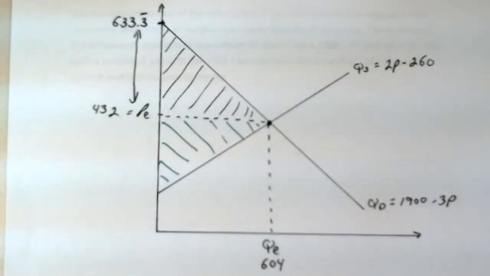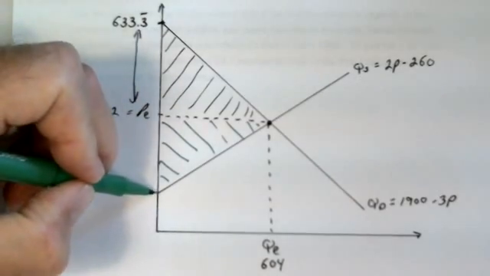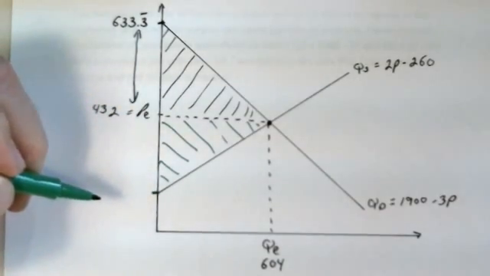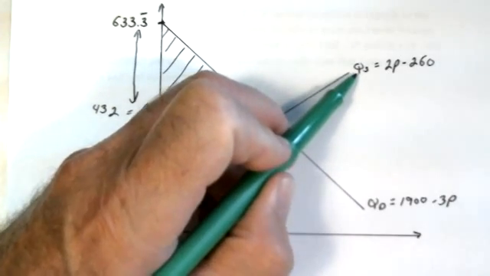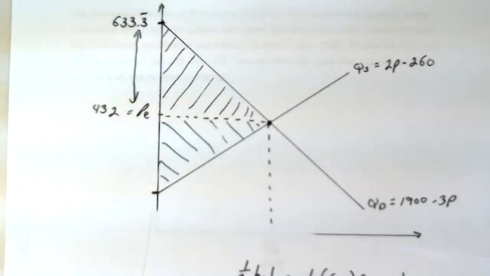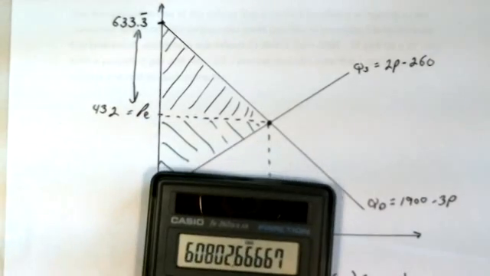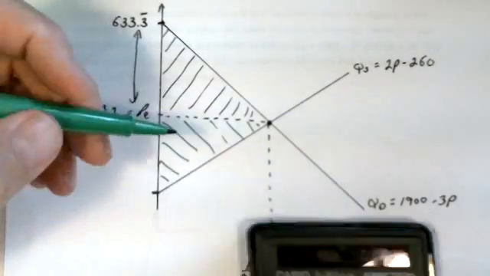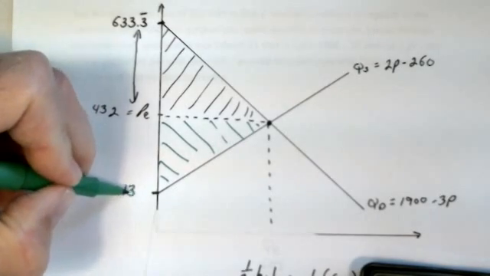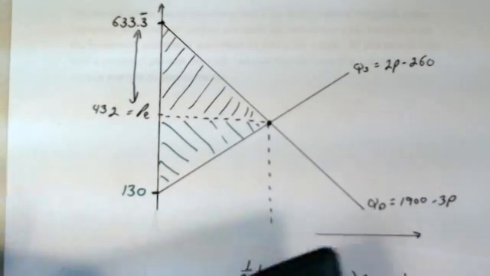Alright, so now we're going to do the same thing for producer surplus. Producer surplus is this little green triangle down here, and I'm going to need this number. That's the price that causes the quantity supplied to be 0. So that would just be 260 divided by 2. So I get this number is 130. Okay, 130.